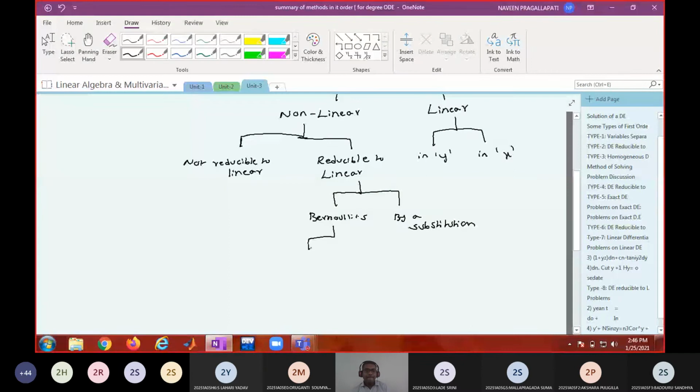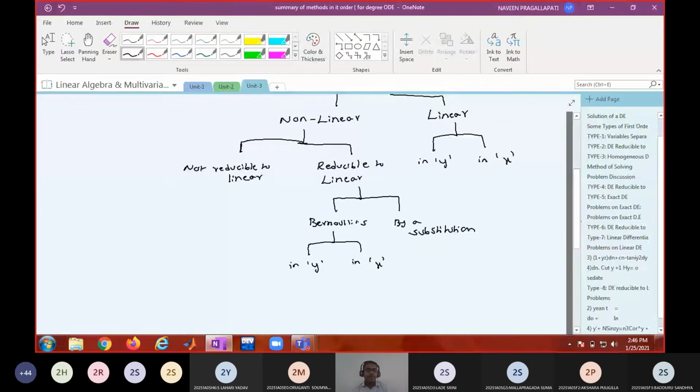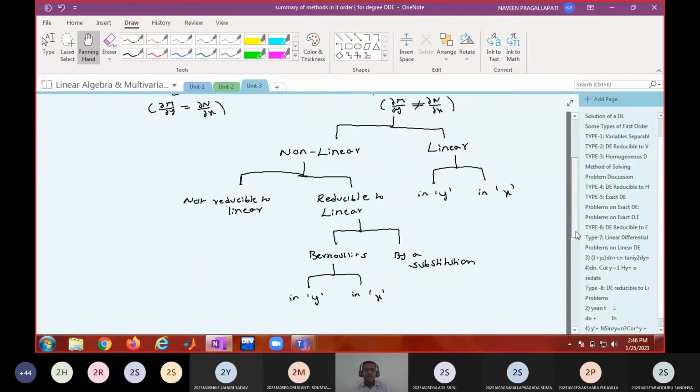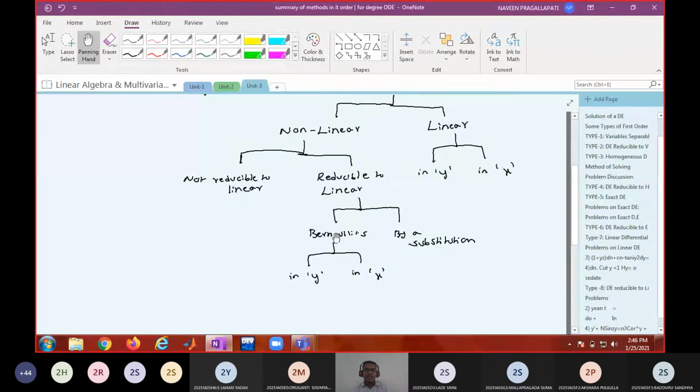Bernoulli's, it can be Bernoulli in Y, or it can be Bernoulli in X. Do you understand? Have we done problems under each type? Exact, non-exact, linear, linear in Y, linear in X. Reducible to linear means it can be a special case of this, that is Bernoulli in Y, Bernoulli in X, or by a substitution.